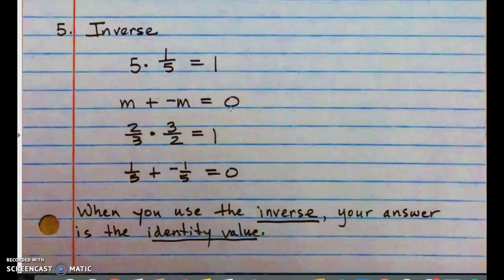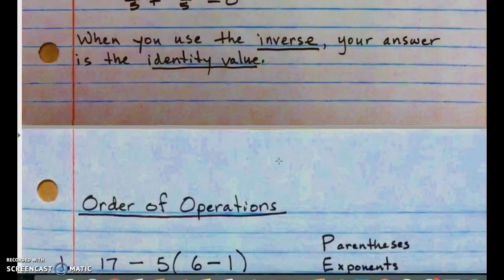So for addition, you're trying to work into a 0. For multiplication, you're trying to get a 1. Here, 2/3 times 3/2 is equal to 6 over 6, which is 1. 1/5 plus negative 1/5 gives you 0. When you use the inverse, the 0 or the 1 is the identity. That's the identity value that you're trying to get.